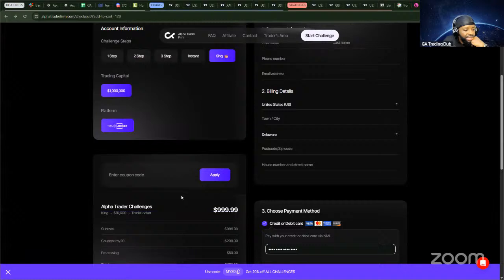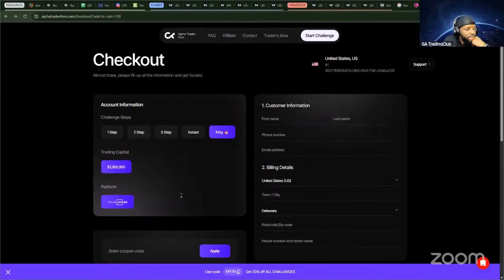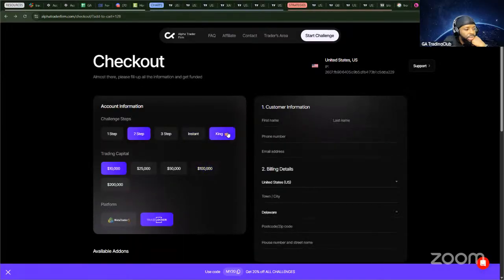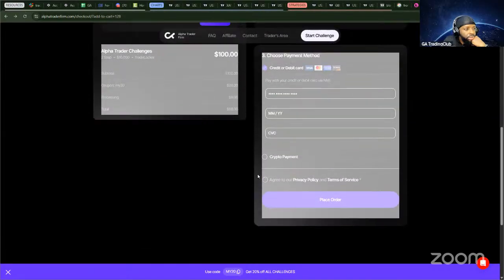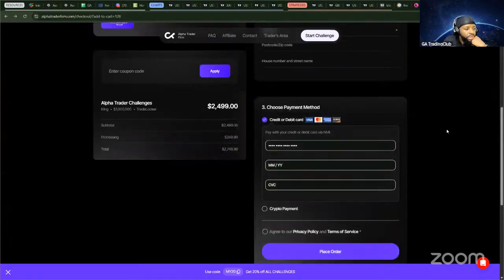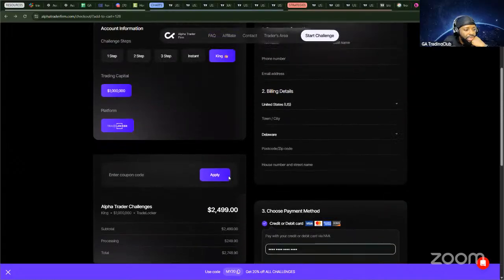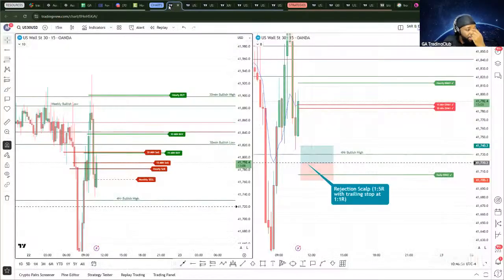I don't think it's an instant. Wait, am I tripping? Why does the price keep fluctuating? Okay. If it's an instant funded account, I would still get it for that price. But anyway, I'll try and email them and see, especially for the copy trading.